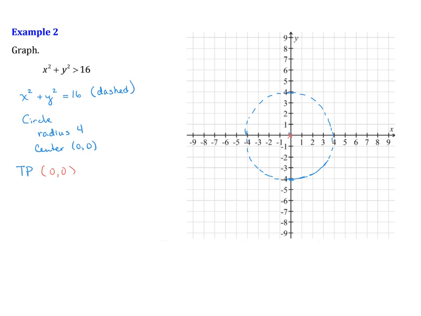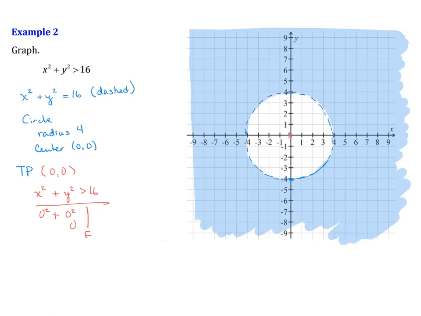So 0, 0 plugged in would be x squared plus y squared is greater than 16. So 0 squared plus 0 squared is 0. Is 0 greater than 16? No. So that means we shade outside of the circle. That's on the opposite side of the test point. So again, any point in the shaded region would make our inequality true. So if we chose, say, 6, 6, 6 squared plus 6 squared would be 72, and that's bigger than 16.